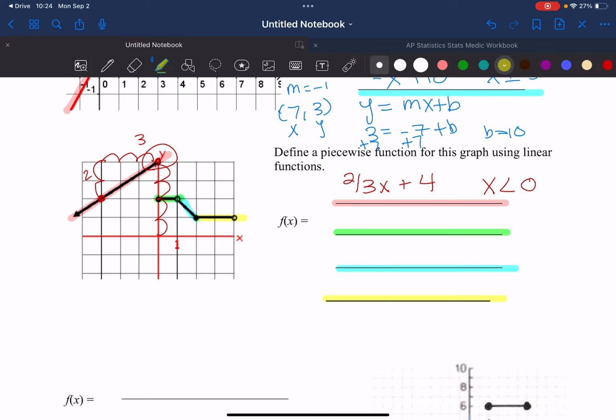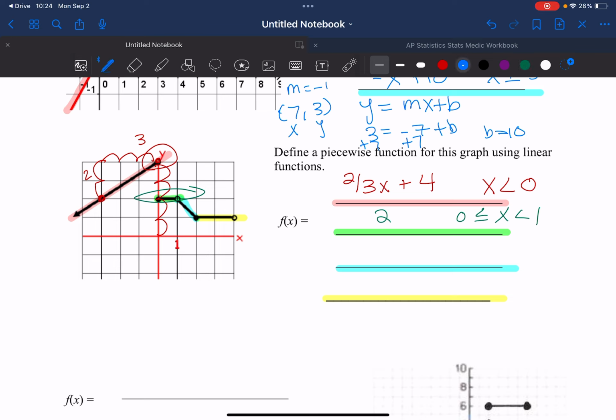Okay, now let's look at the next one. This one here is a constant function, and this constant function is going to hit at 2, so I'm going to write 2. And then looking at my restriction, it looks from 0 to 1. And notice at 0, it's a closed dot, and at 1, it's an open dot. So I'm going to write 0 less than x less than 1.